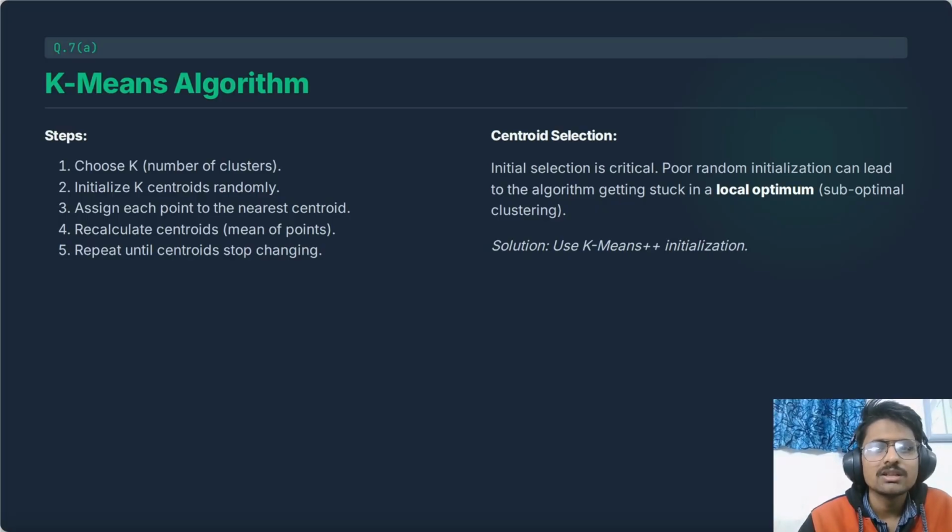So here is the process of how we calculate centroid selection. So initial selection is critical. Poor random initialization can lead to the algorithm getting stuck in a local optimum. The solution is to use k-means++ initialization.